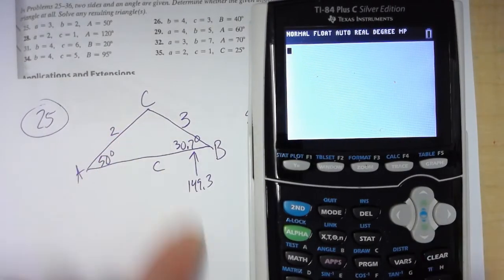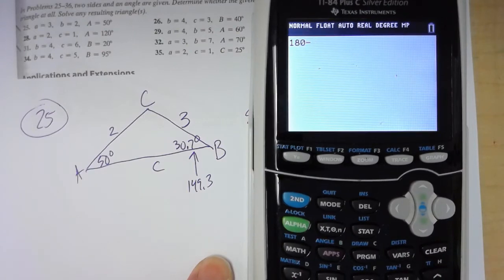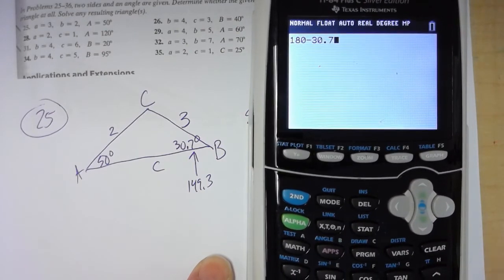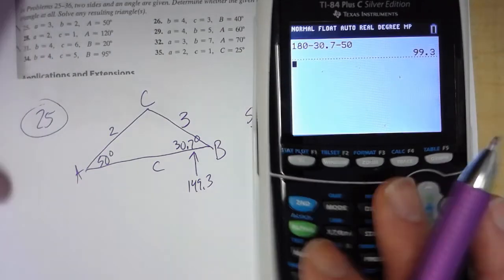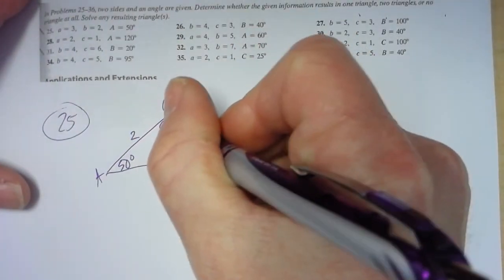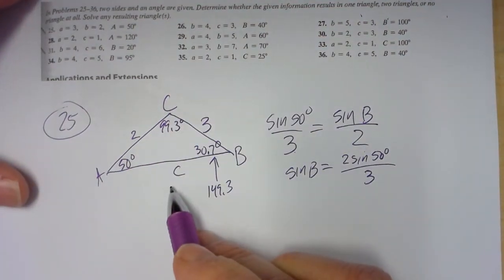I can find that angle right there. So 180 minus 30.7 minus 50 would be 99.3. So this angle is 99.3 degrees. All right, so now I can find this side right here.